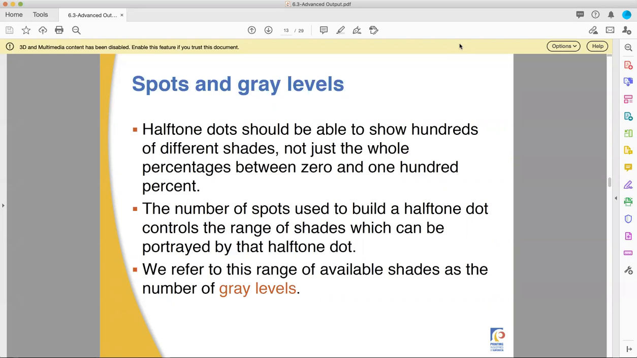Today we're picking up where we left off in the PIA's Pre-Press Trainee Manual, Section 6.3 Advanced Output. This is video 2 of hopefully 2, but we'll see. We're talking about spots and gray levels. Gray levels are your ability to control the tonal range of a reproduced image, and the ability to reproduce the tonal range of an image is also your ability to control the color mix.